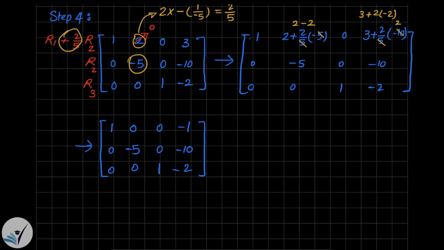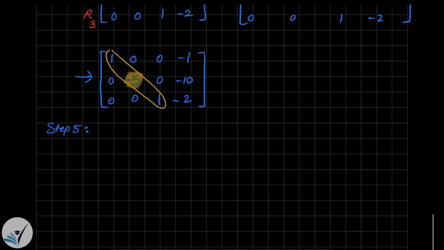To fully transform this matrix to an echelon matrix, we need to make all these entries 1. So this element right here is -5. We need to transform it to 1. So we need to also take one more step. So step 5. Let me copy the matrix here. 1, 0, 0, 0, -5, 0, 0, 0, 1, -1, -10, and -2. So my goal is to transform this entry to 1.